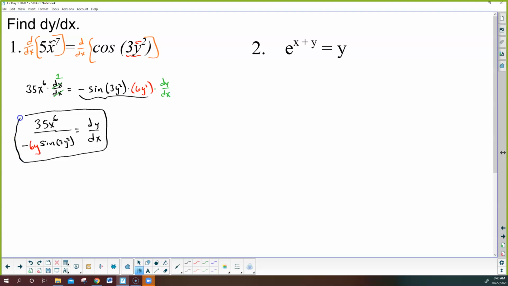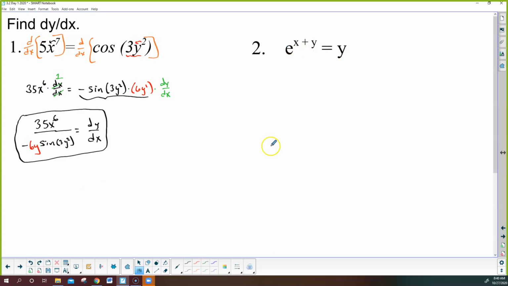And remember what we just did. We found the derivative. This is the equation for slope. So if you had the point x equals 0 and y equals 2, you could plug that in here and here, and you could find the slope at this point of the tangent line. Notice how x's and y's are combined together. That's what implicit differentiation allows us to do.